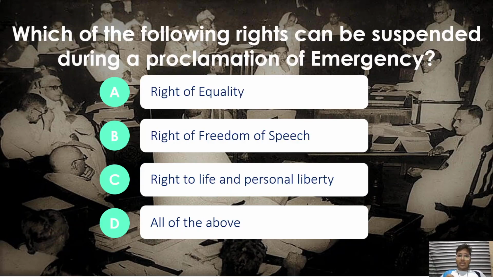Next question is, which of the following rights can be suspended during a proclamation of emergency? Option A, right to equality, option B, right to freedom, option C, right to life and personal liberty, and option D is all of the above. The answer is all of the above, option D.